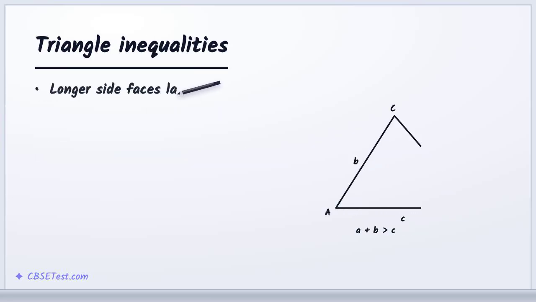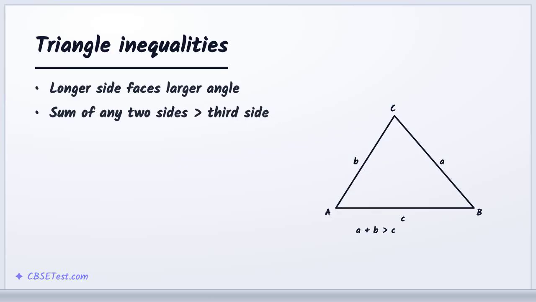2 inequalities to remember. The angle opposite a longer side is larger, and the sum of any 2 sides of a triangle is always greater than the third side.